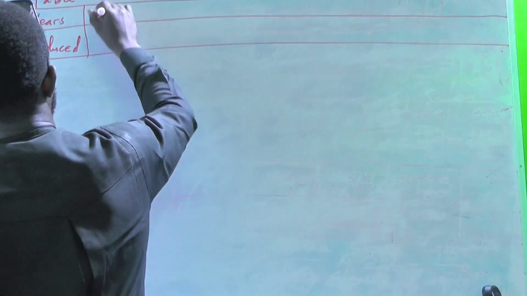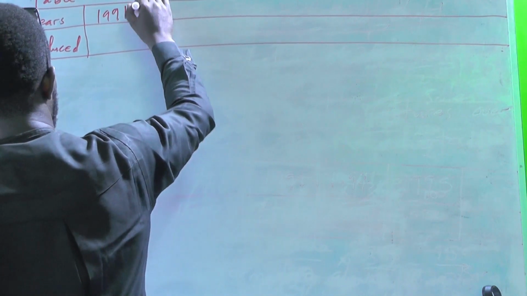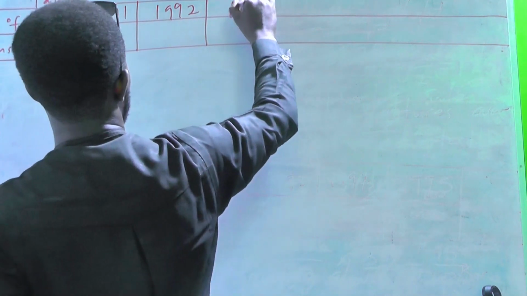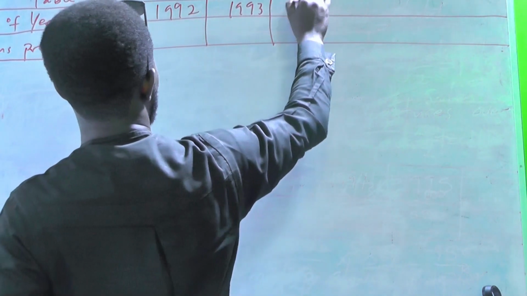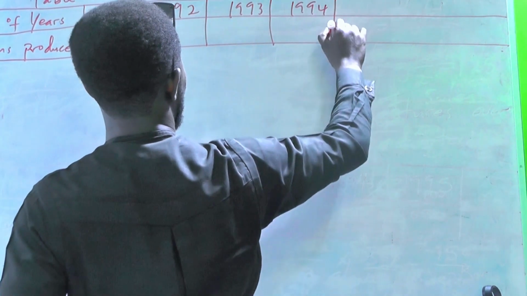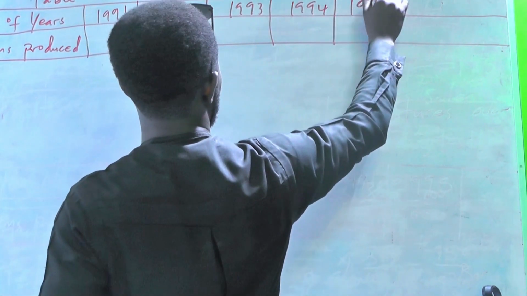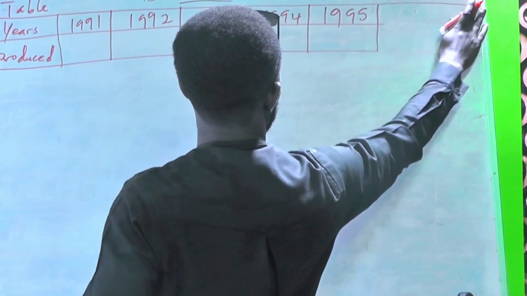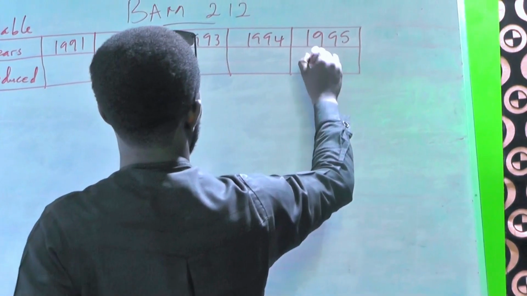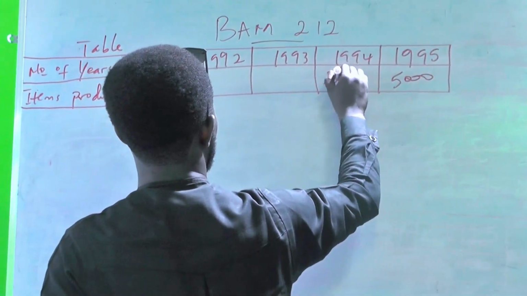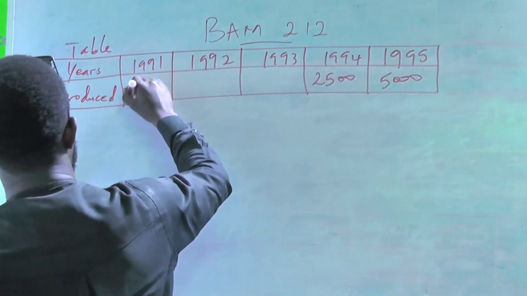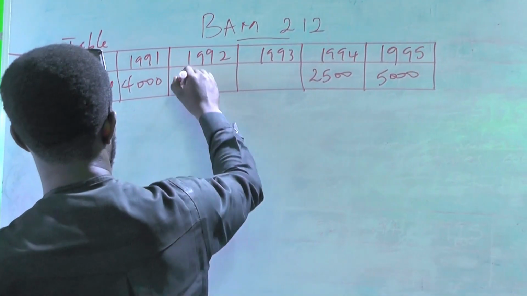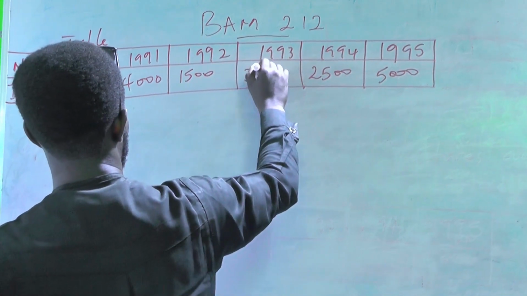So we have 1991, 1992, 1993, 1994, 1995. So this is what we want to do now. So this is 5,000, this is 2,500, this is 4,000, this is what? 1,500, and this is 3,000.